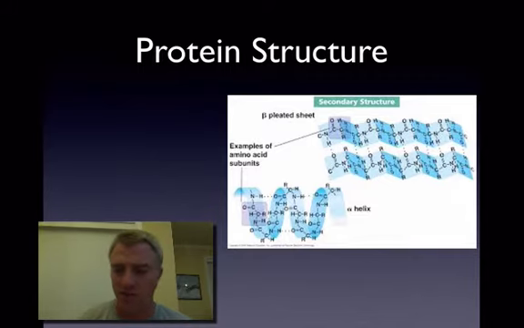One of the cool things your book talks about is the beta pleated sheets. All these hydrogen bonds right in here, see them right here and here and here, give it a lot of stability and a lot of strength. It gives an example of a spider web, and the strength that a spider web has. Even though it's very thin, it's very strong. It's due to those hydrogen bonds.